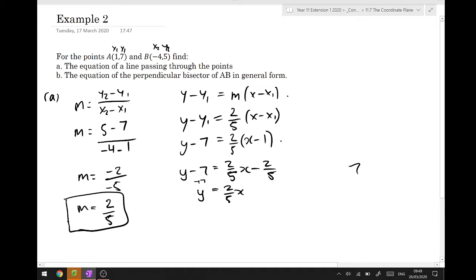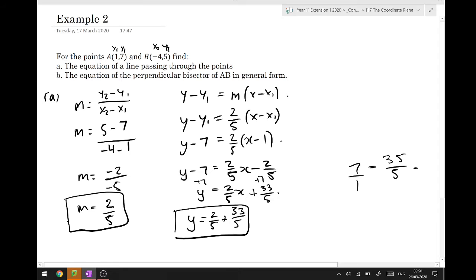So if I'm going to add 7 to both sides, I know that 7 is the same as 35 on 5, by multiplying, remembering that 7 is the same as 7 on 1. Multiplying the top and bottom by 5 gives me the same thing, so it's going to be equal to negative 2 plus 35, so it gives me plus 33 on 5. And so my equation is y is equal to 2 on 5x plus 33 on 5, okay?